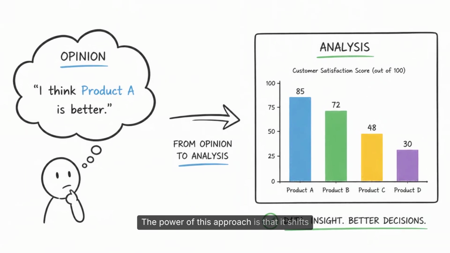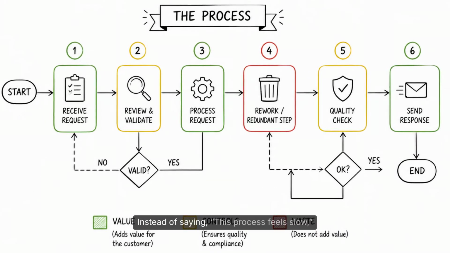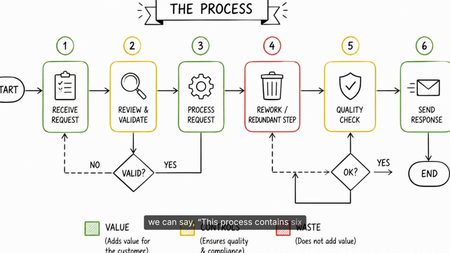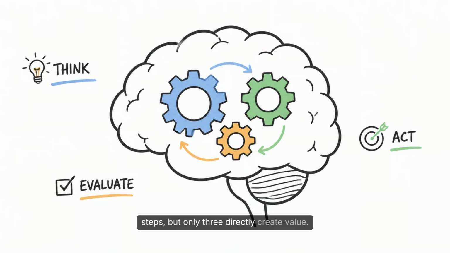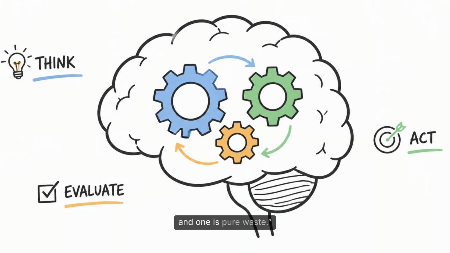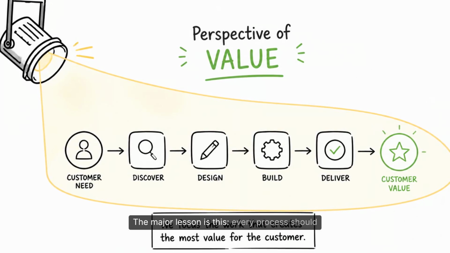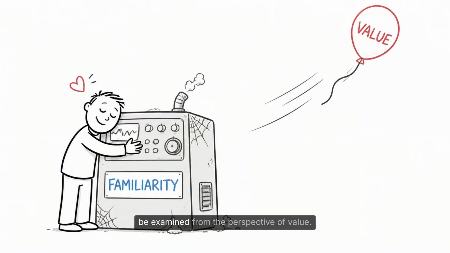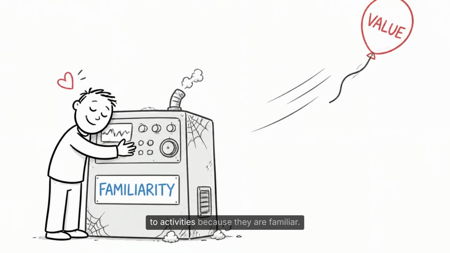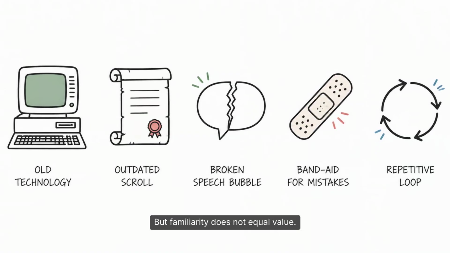The power of this approach is that it shifts improvement from opinion to analysis. Instead of saying, "This process feels slow," we can say, "This process contains 6 steps, but only 3 directly create value. 2 are necessary controls, and 1 is pure waste." That is process thinking. The major lesson is this. Every process should be examined from the perspective of value. Organizations often become attached to activities because they are familiar. But familiarity does not equal value.